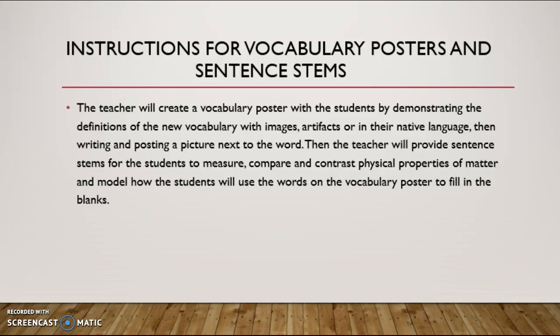Instructions for vocabulary posters and sentence stems. The teacher will create a vocabulary poster with the students by demonstrating the definitions of the new vocabulary with images, artifacts, or in their native language, then writing and posting a picture next to the word. Then the teacher will provide sentence stems for the students to measure, compare, and contrast physical properties of matter and model how the students will use the words on the vocabulary poster to fill in the blanks.